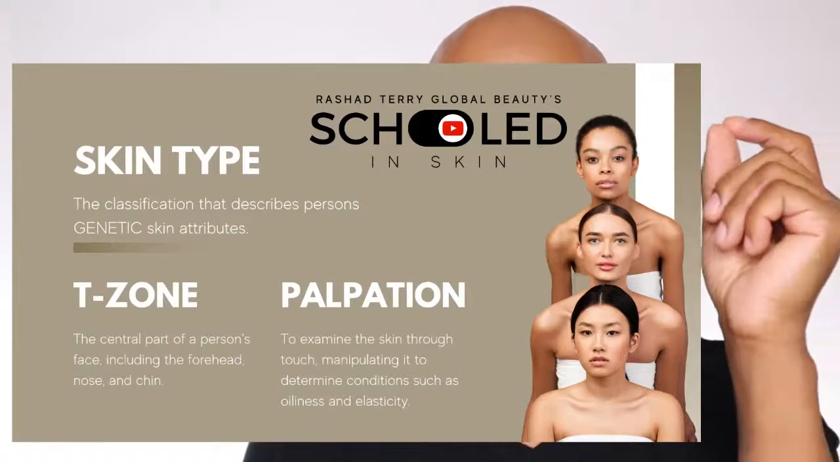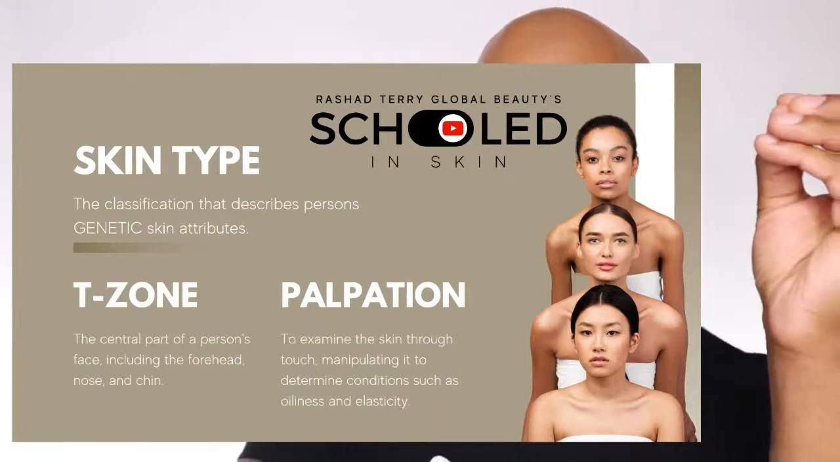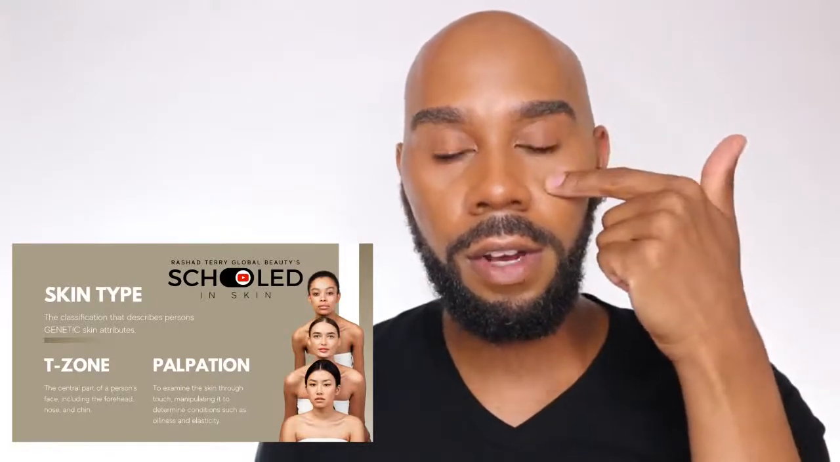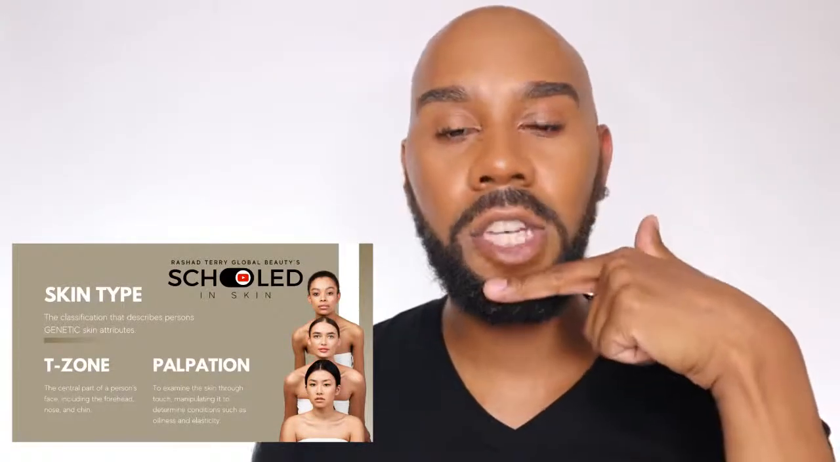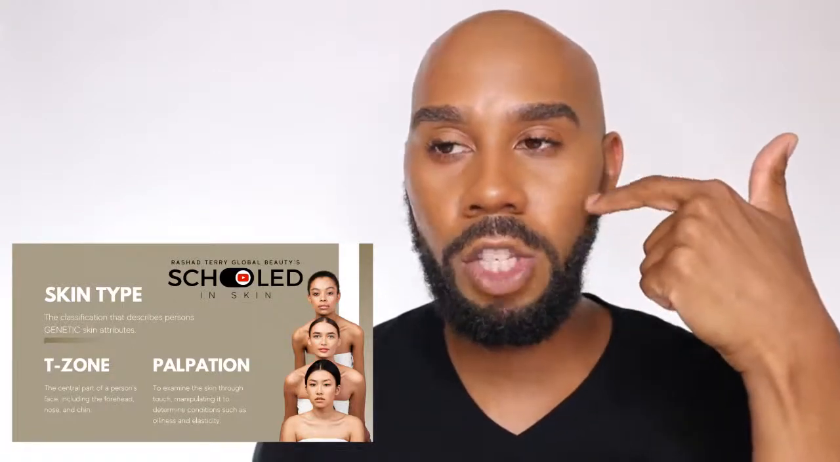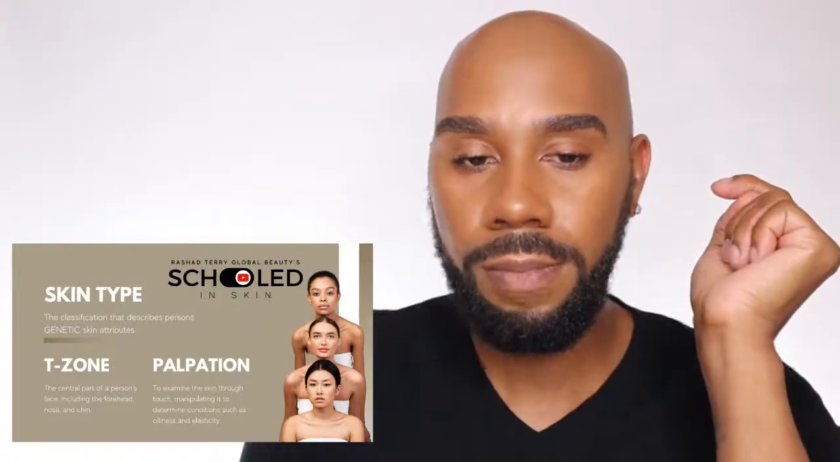T-zone. The T-zone is the central part of a person's face, including the forehead, nose, and chin. So if I can make this slide smaller for a second, your T-zone is literally here, here, here, here, and the chin. So when we're talking about this area, you're more so thinking of the cheek area, not necessarily the under eye area. There's no pores under the under eye area. So a lot of different things can happen there that won't necessarily happen on the cheek area.